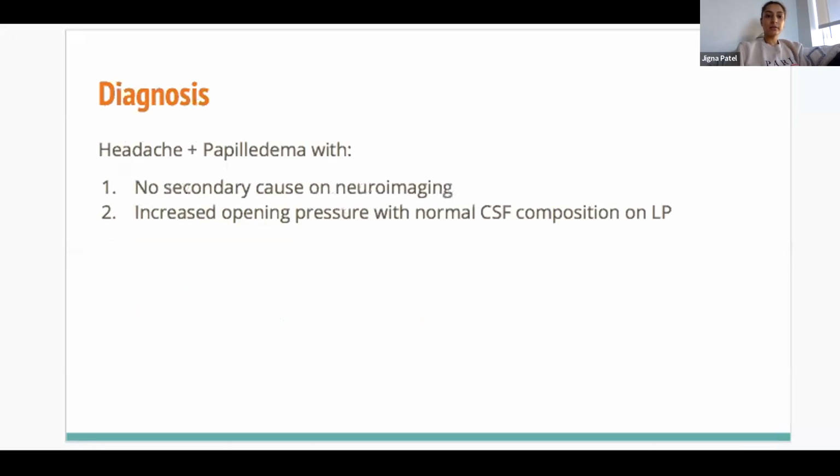So like I said, the diagnosis is a diagnosis of exclusion. The patients will present with headache and papilledema. There should be no secondary cause on neuroimaging, and they should have an increased opening pressure with a normal CSF composition on LP. You can also do routine lab tests to rule out any other causes for this condition.